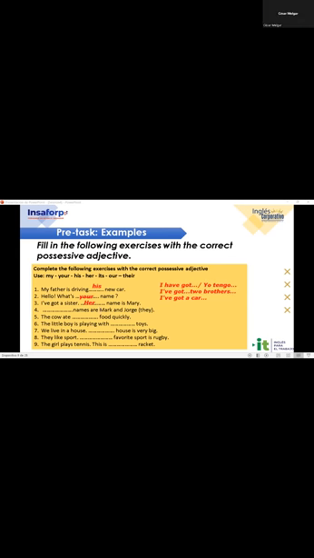Number four. Names are Mark and George. Their names are Mark.